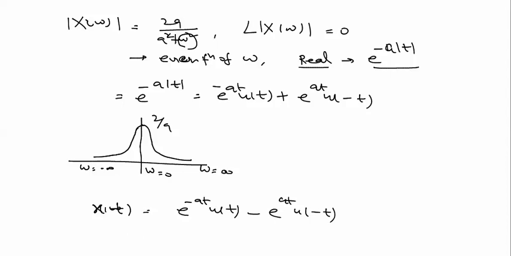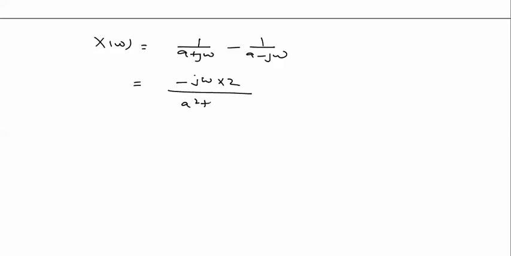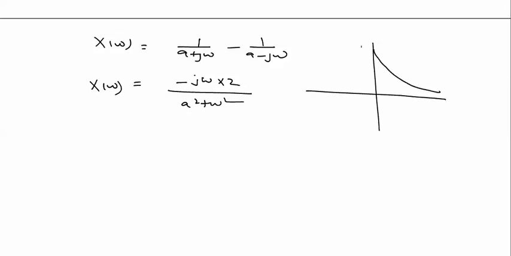Now the Fourier transform of this combination is j omega minus j omega. The result will be minus j omega into 2 upon a square plus omega square, X(omega), and the signal may look like 1 and minus 1 over t.